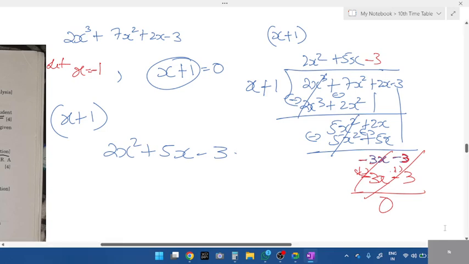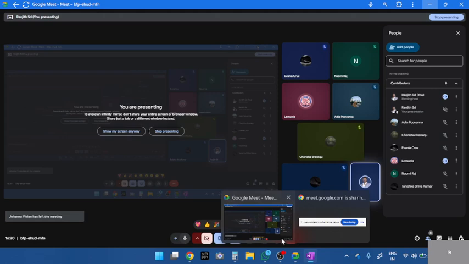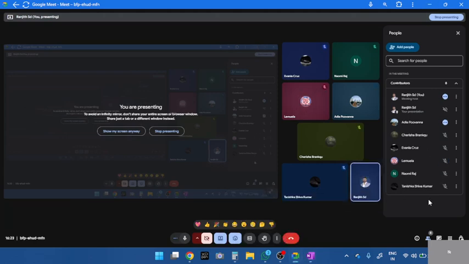All of you understood division method? Any doubts? Lemula, Adia? Okay, fine.